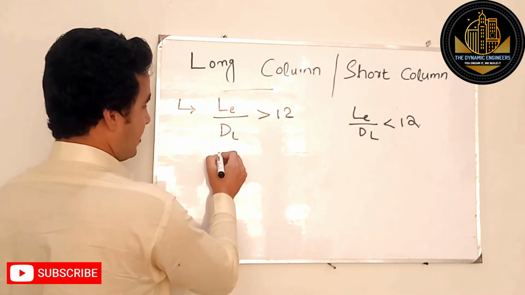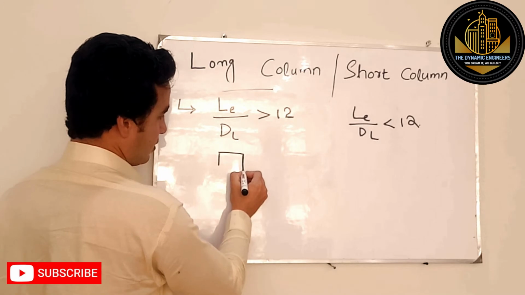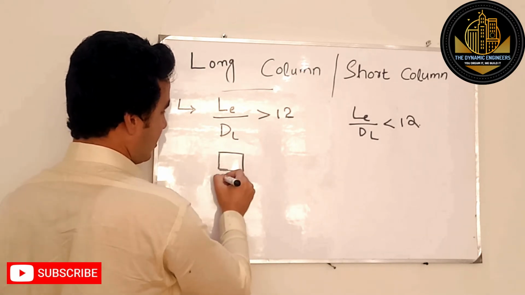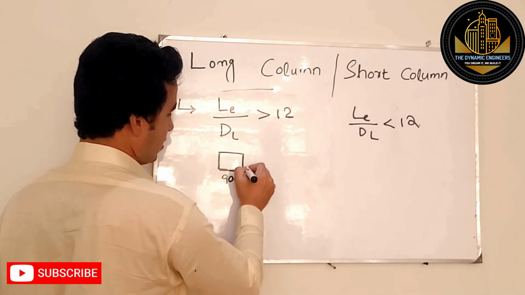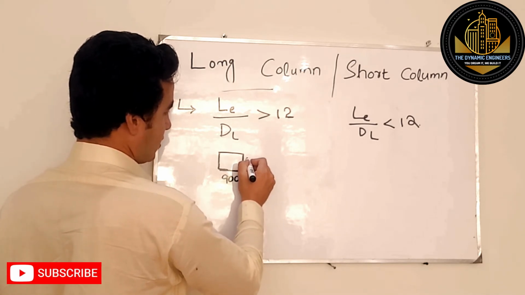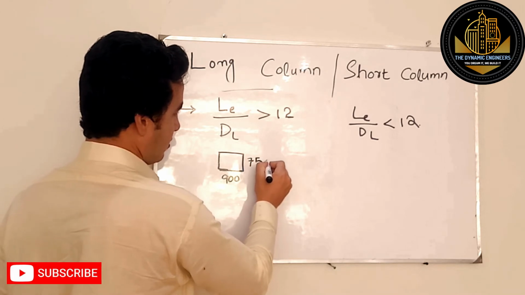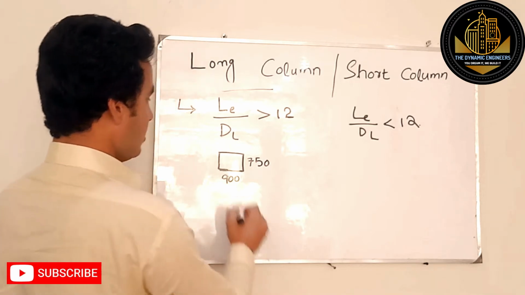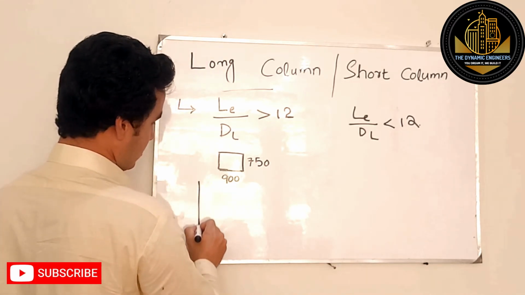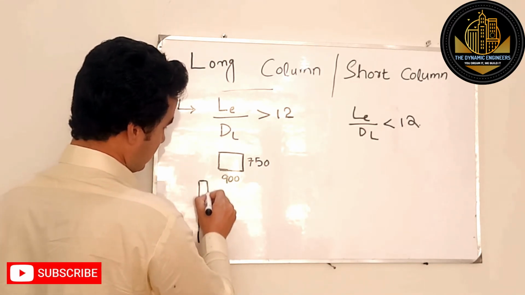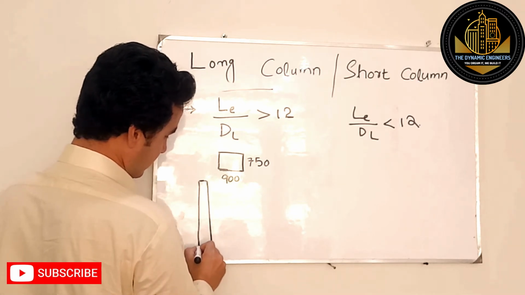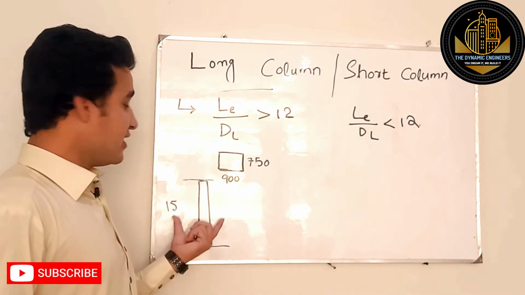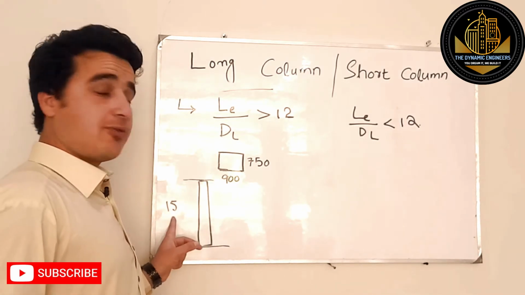Let's see this. This is a column having dimension of 900 millimeter by 750 millimeter. This is just for the explanation, and its height is 15 meter, and this is the effective height, that is 15 meter.